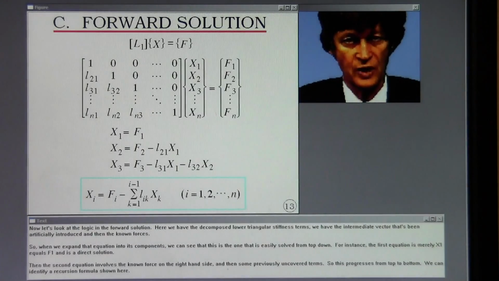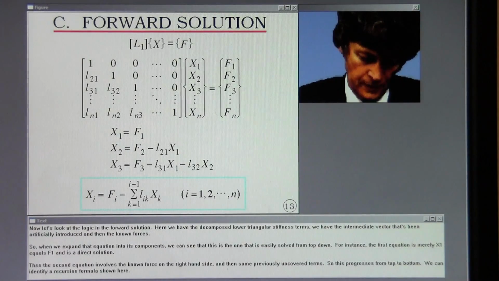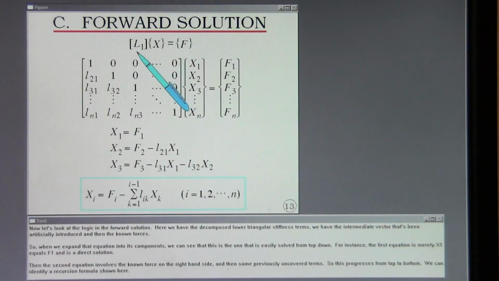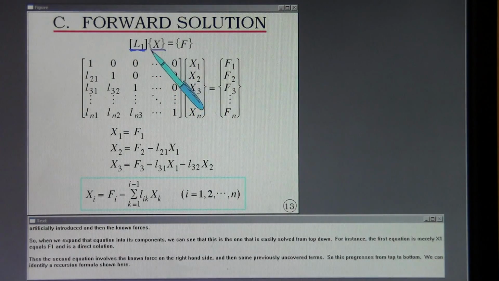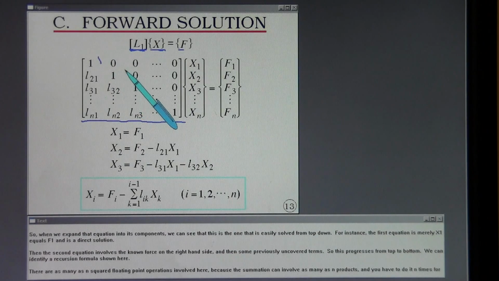Now let's look at the logic in the forward solution. Here we have the decomposed lower triangular stiffness terms. We have the intermediate vector that's been artificially introduced, and then the known forces. So when we expand that equation into its components, we can see that this is the one that is easily solved from top down. For instance, the first equation is merely x1 equals f1 and is a direct solution.